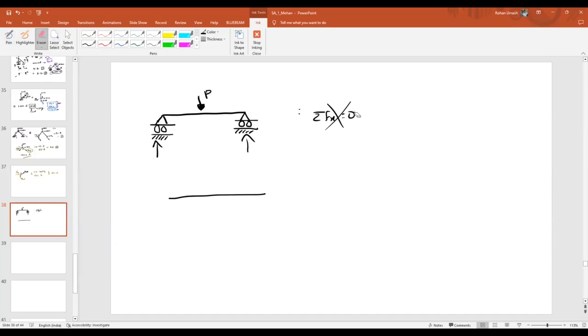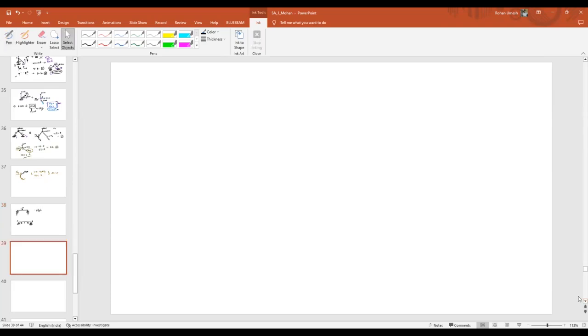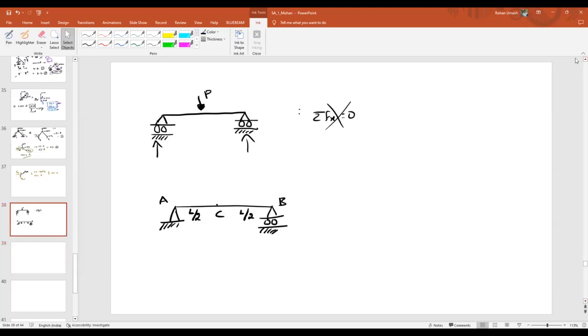Now my point is, who's the one who said it is unstable? Somebody saying this is indeterminate, sorry, not stable. P at C, L by 2, L by 2. Determinate or indeterminate? Determinate, sir. Yeah, determinate.